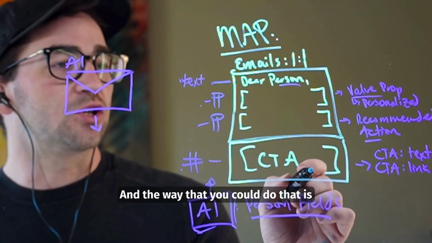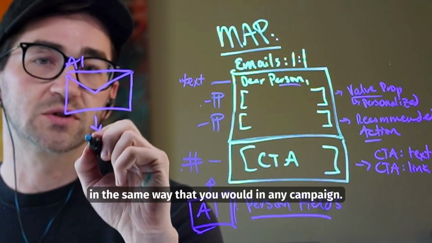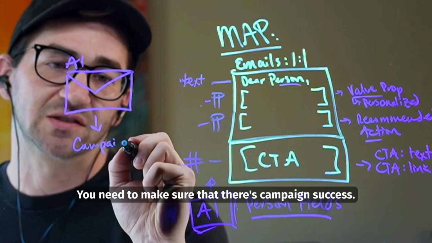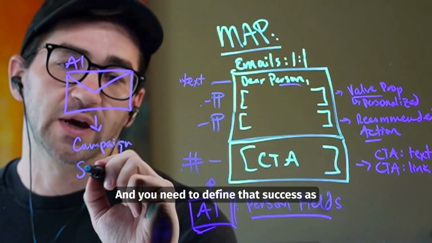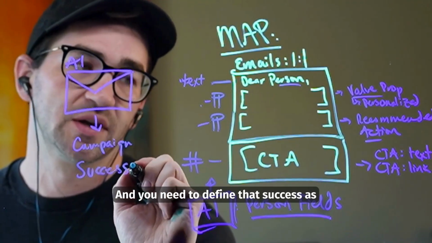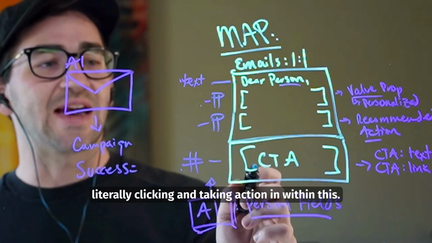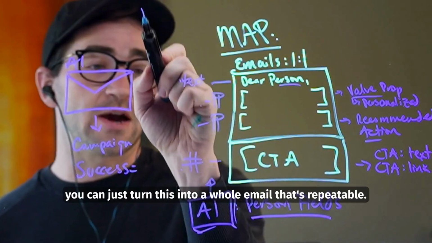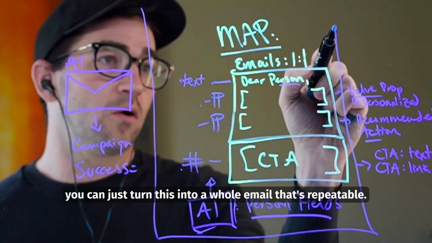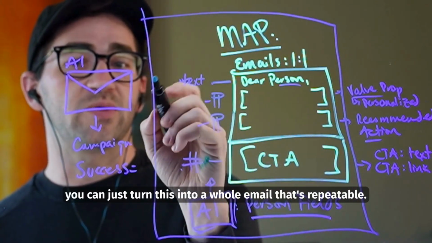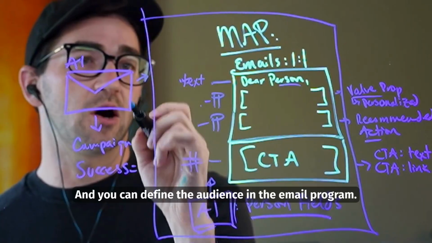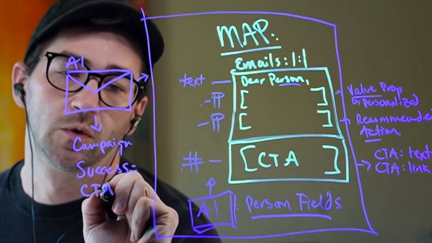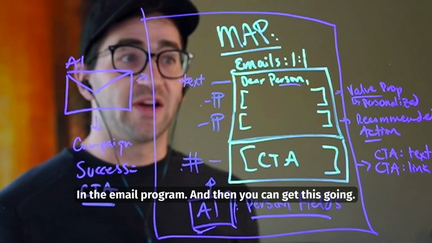And the way that you could do that is, in the same way that you would with any campaign, you need to make sure that there's campaign success. You need to define that success as literally clicking and taking action within this. And this is the way that right now you can turn this into a whole email that's repeatable. And you can define the audience in the email program. And then you can get this going.